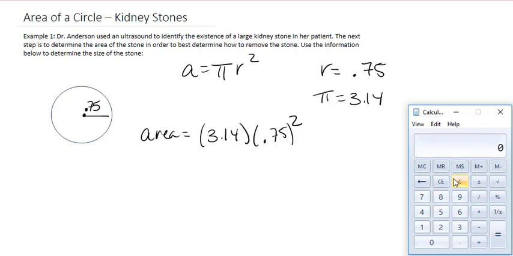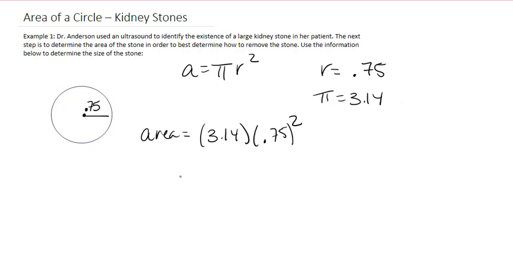So we would go 3.14 times 0.75 times 0.75. And this gives us an answer of 1.76625. So we'll write this down. And then we'll put units squared.